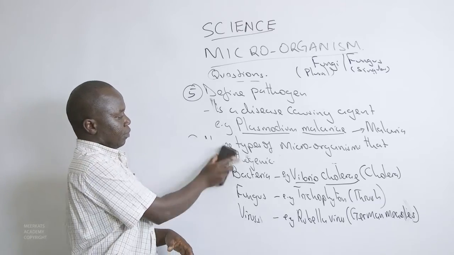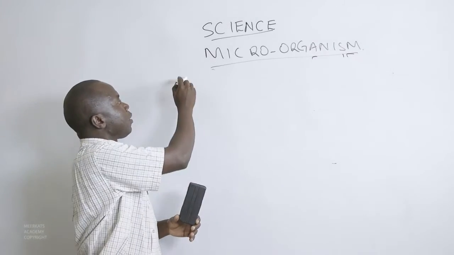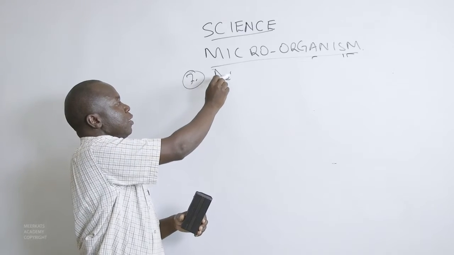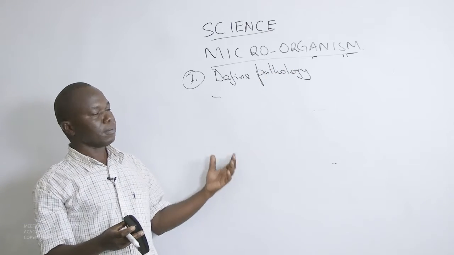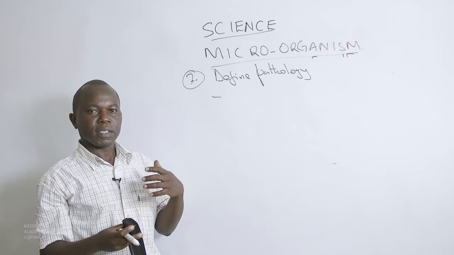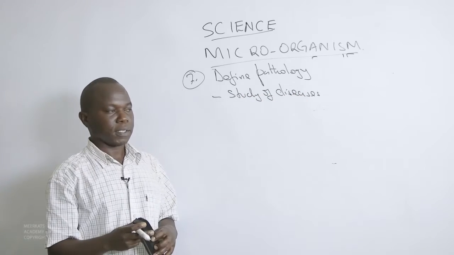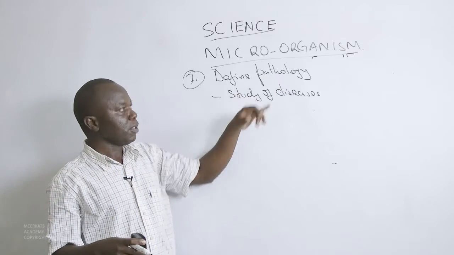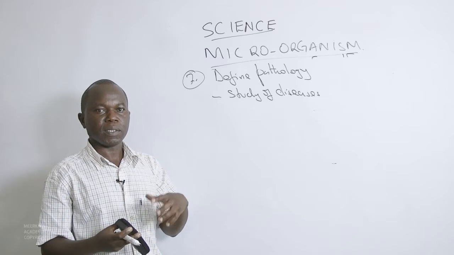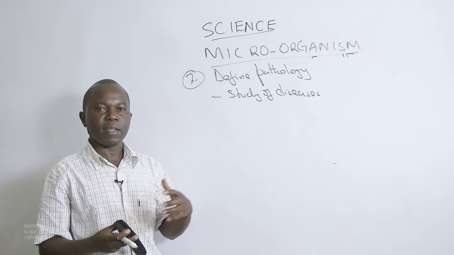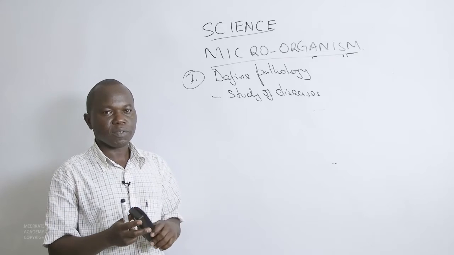Then the last question, number 7: define the term pathology. Again, this was very easy. We said pathology simply means the study of diseases. It is called pathology because parts of the body that are diseased will be examined to find out why they have been diseased and what has caused the disease. So in the process, you identify the pathogen, how it invaded the body, and at the same time you can find out how to treat that part of the body.